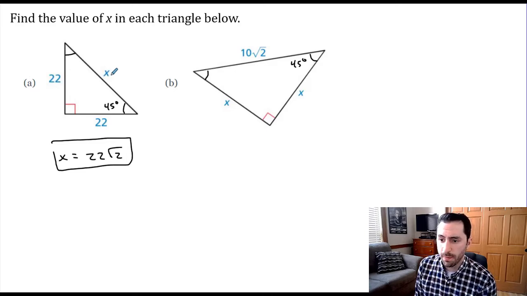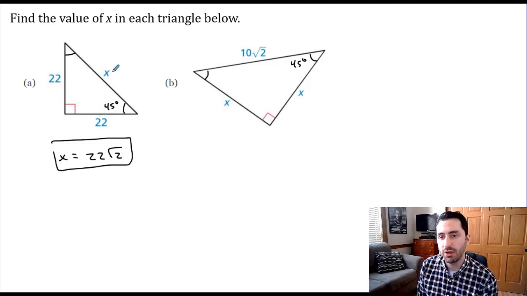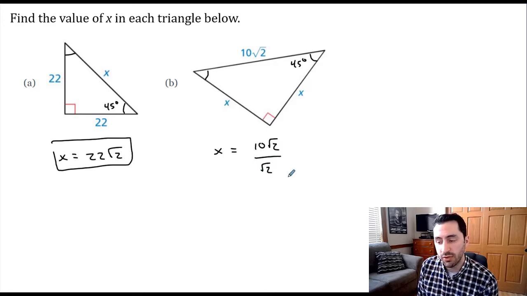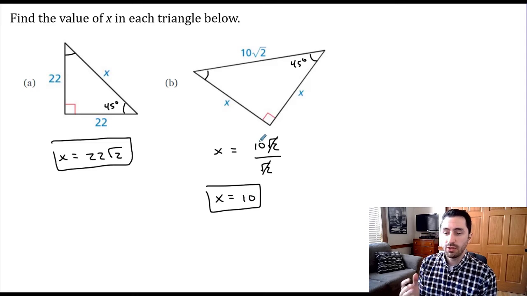Now in letter B, if I compare that, we want to find out the leg instead of the hypotenuse. Over here, we took 22, multiplied by the square root of 2 to get the hypotenuse. So in letter B, I actually want to go backwards. I want to take 10 times the square root of 2, and now instead of multiplying, we're going to divide by the square root of 2. So the square root of 2 and the square root of 2 will simplify. That means that the two legs of this triangle are 10.